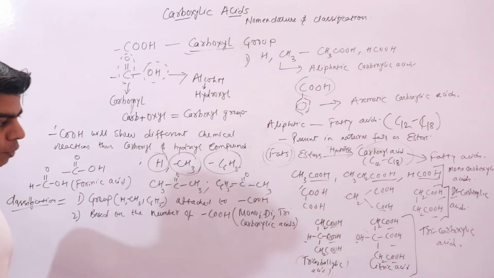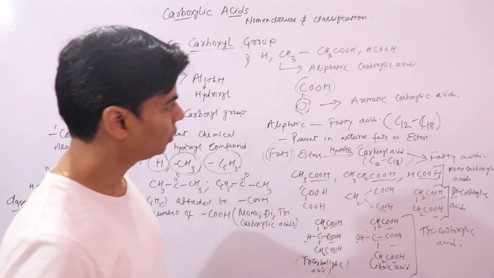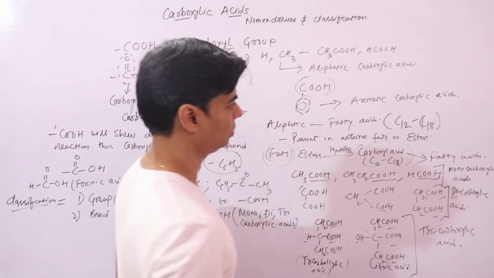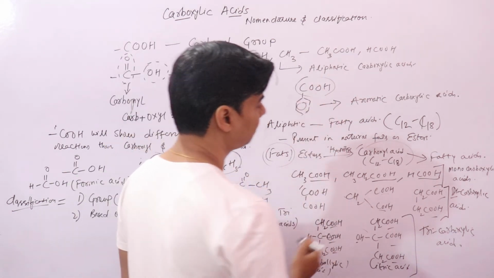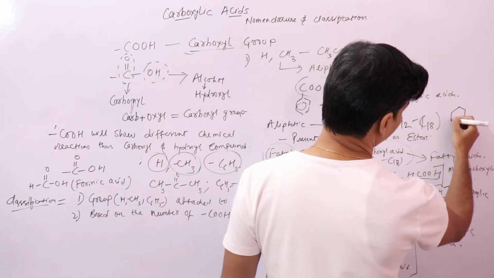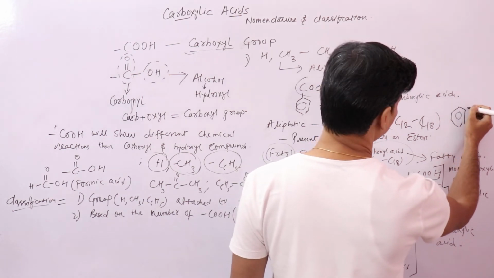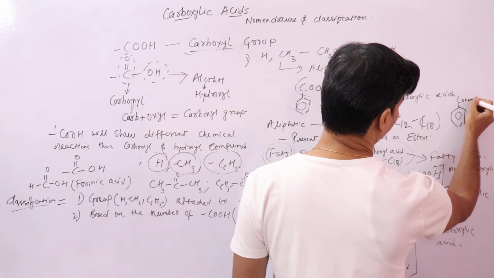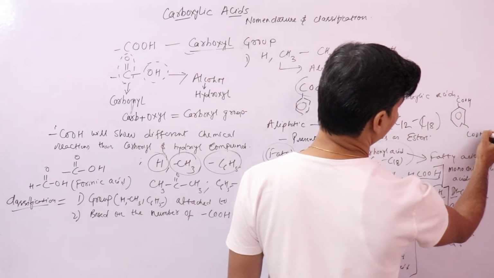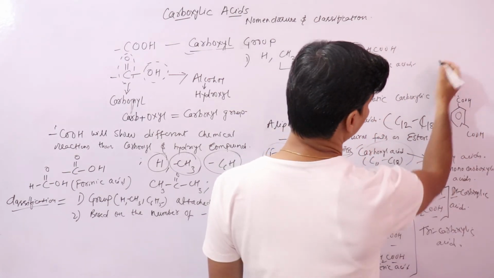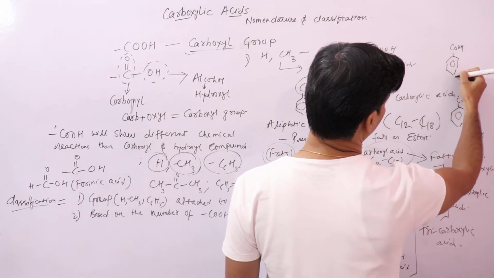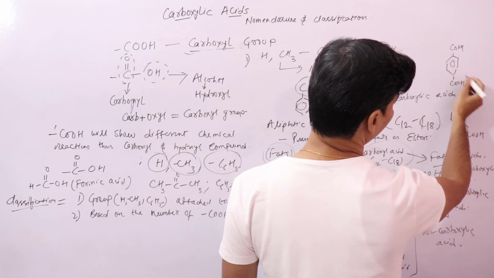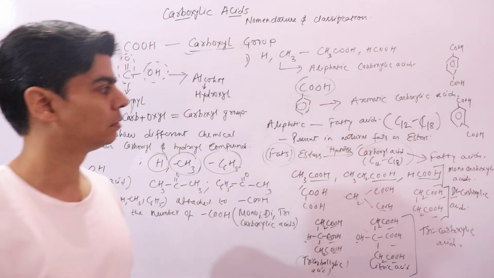And now we will look into the naming. Okay, one more example. Here this was a monocarboxylic acid. And if I take from aromatic acids, this is your dicarboxylic acid, right? Similarly, if I take this acid, this is a different isomer, right?